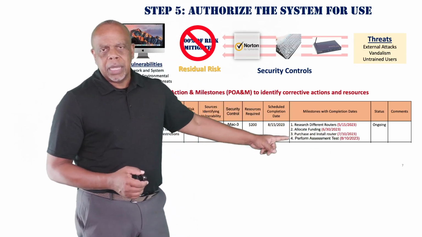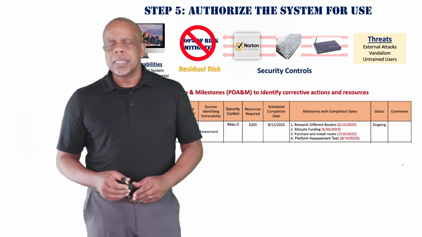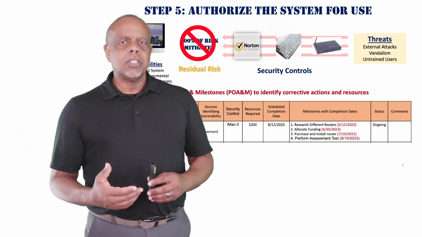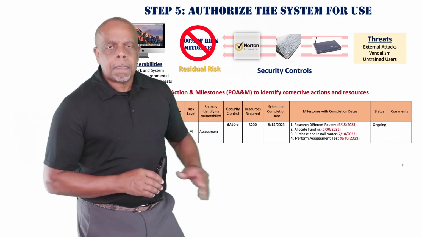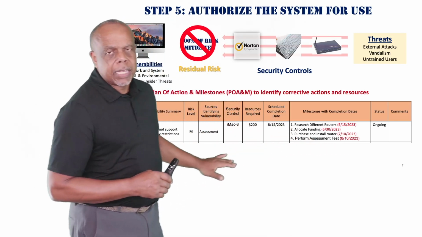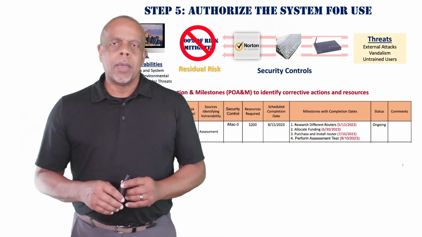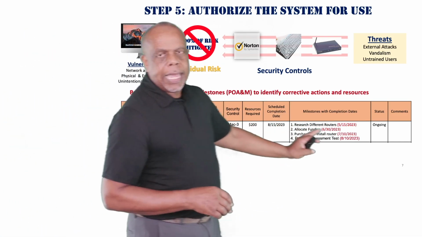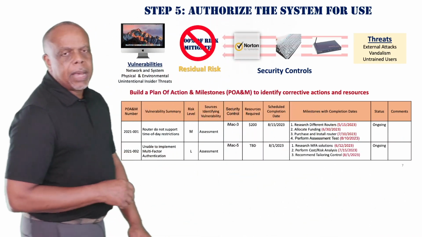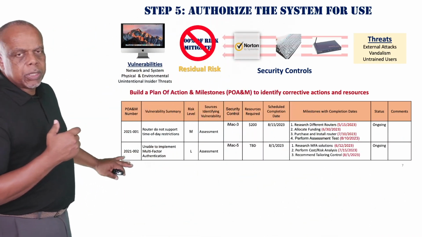with an estimated completion date. Purchase and install the router, and then I'm going to perform an assessment test. So everything that I do, I'm going to follow up with that assessment test, because I want to be sure that the measure that I'm putting in place is actually working. And this is an ongoing POAM item. So this gives you an idea of how we can lay out a plan of action and milestones. And this just happened to be a second one, so you see, they can just be sequential.